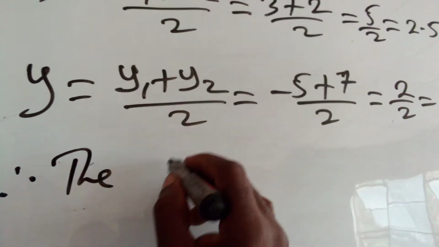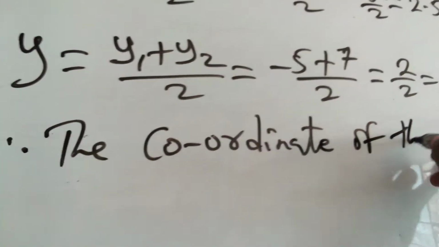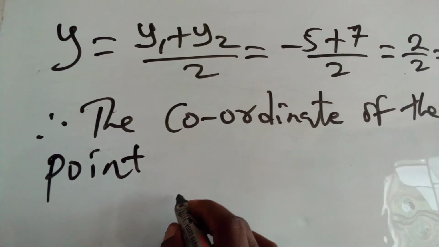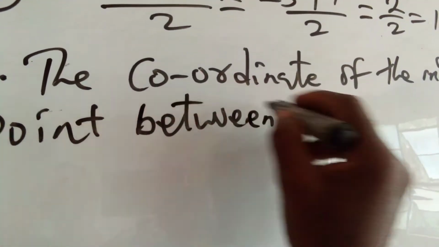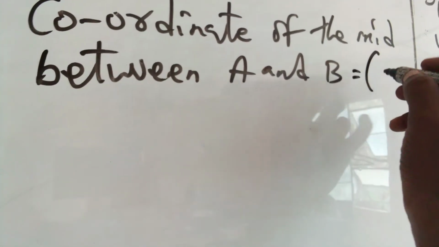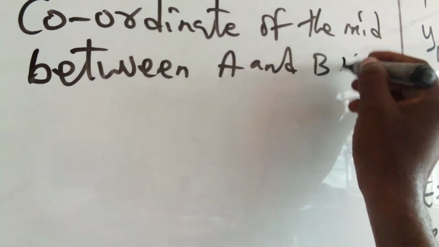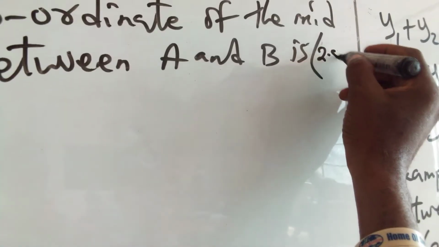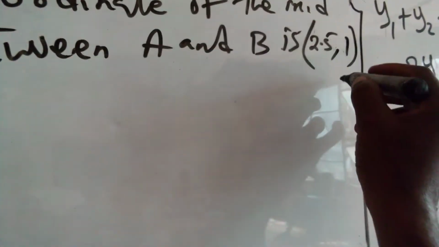Therefore, the coordinate of the midpoint between A and B is equal to, what is your x? 2.5, you put a comma, you now write 1, and that becomes the answer.